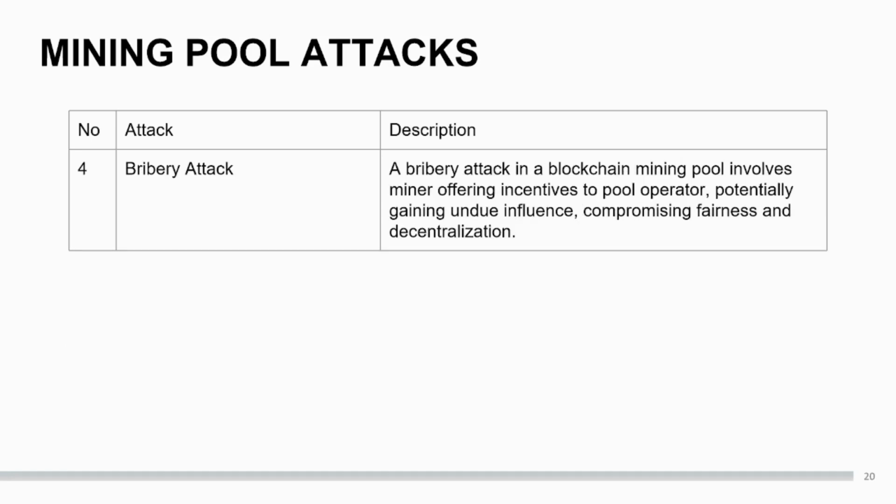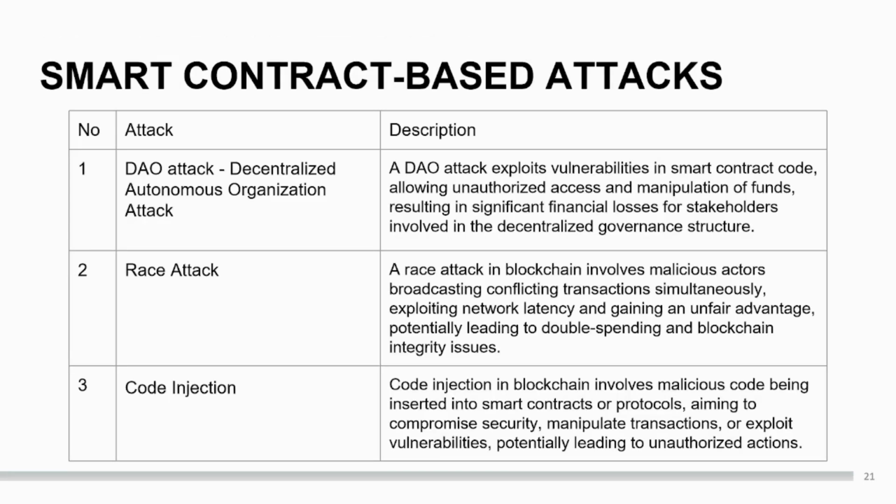And bribery attack in blockchain mining involves miners offering incentives to pool operators, potentially gaining undue influence and compromising fairness and decentralization. DAO attack in smart contract code involves unauthorized access and manipulation of funds, resulting in significant financial loss for stakeholders involved in decentralized governance structure.